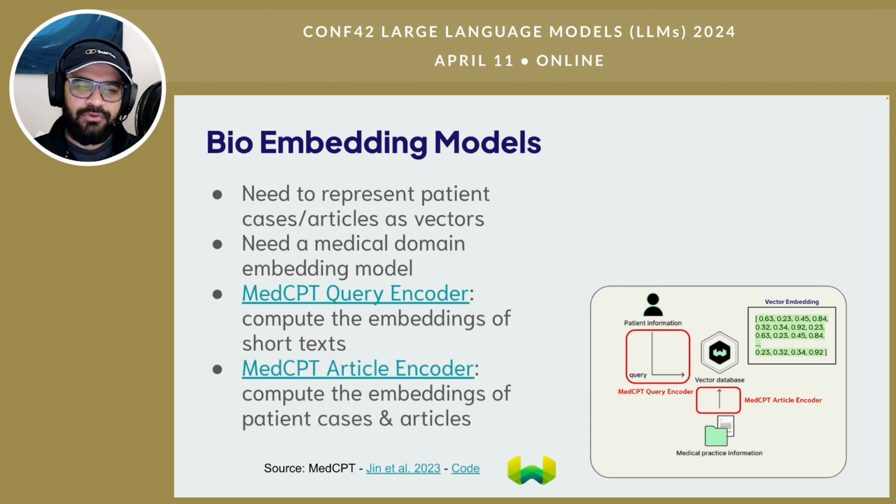Not only that, but you also have an article encoder, another embedding model, which can embed very large text. If you have a large abstract for a medical article, or a large historical patient description, you can use this type of embedding model to generate vectors for your large data set. So both of these are going to be very critical.